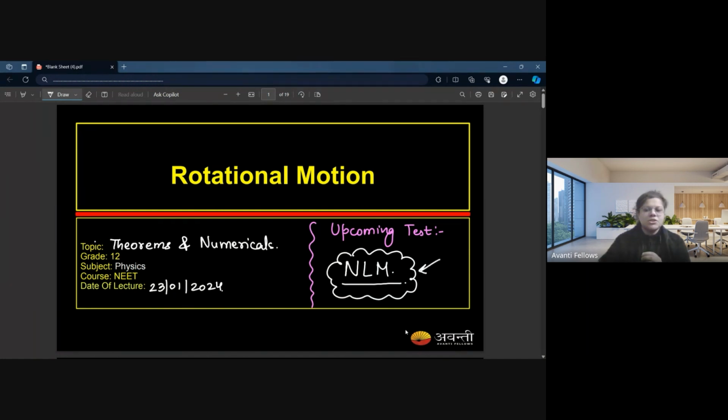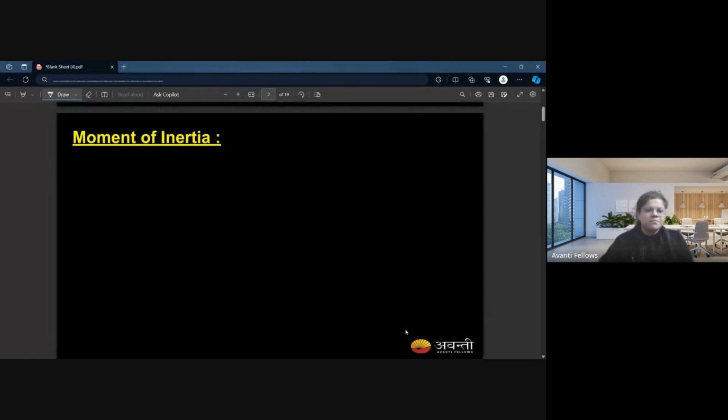Even in this syllabus, even in this upcoming test, you will have to work on Newton's laws of motion. So please make this chapter as strong as you can. It is important.